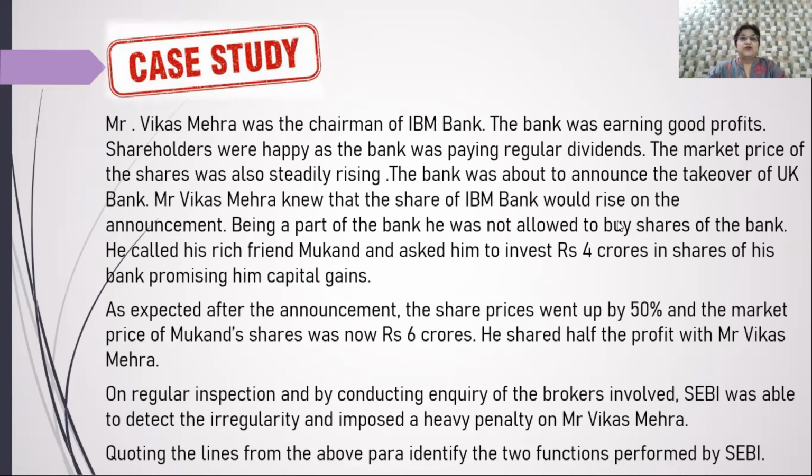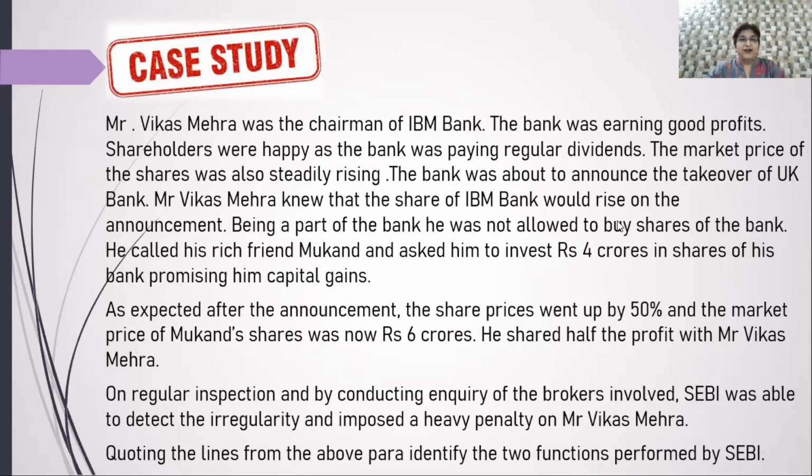Mr. Vikas Mahra was the chairman of IBM Bank. The bank was earning good profits. Shareholders were happy as the bank was paying regular dividends. The market price of the shares was also steadily rising. The bank was about to announce the takeover of UK Bank. Mr. Vikas Mahra knew that the share of IBM Bank would rise on the announcement. Being a part of the bank, he was not allowed to buy shares of the bank.